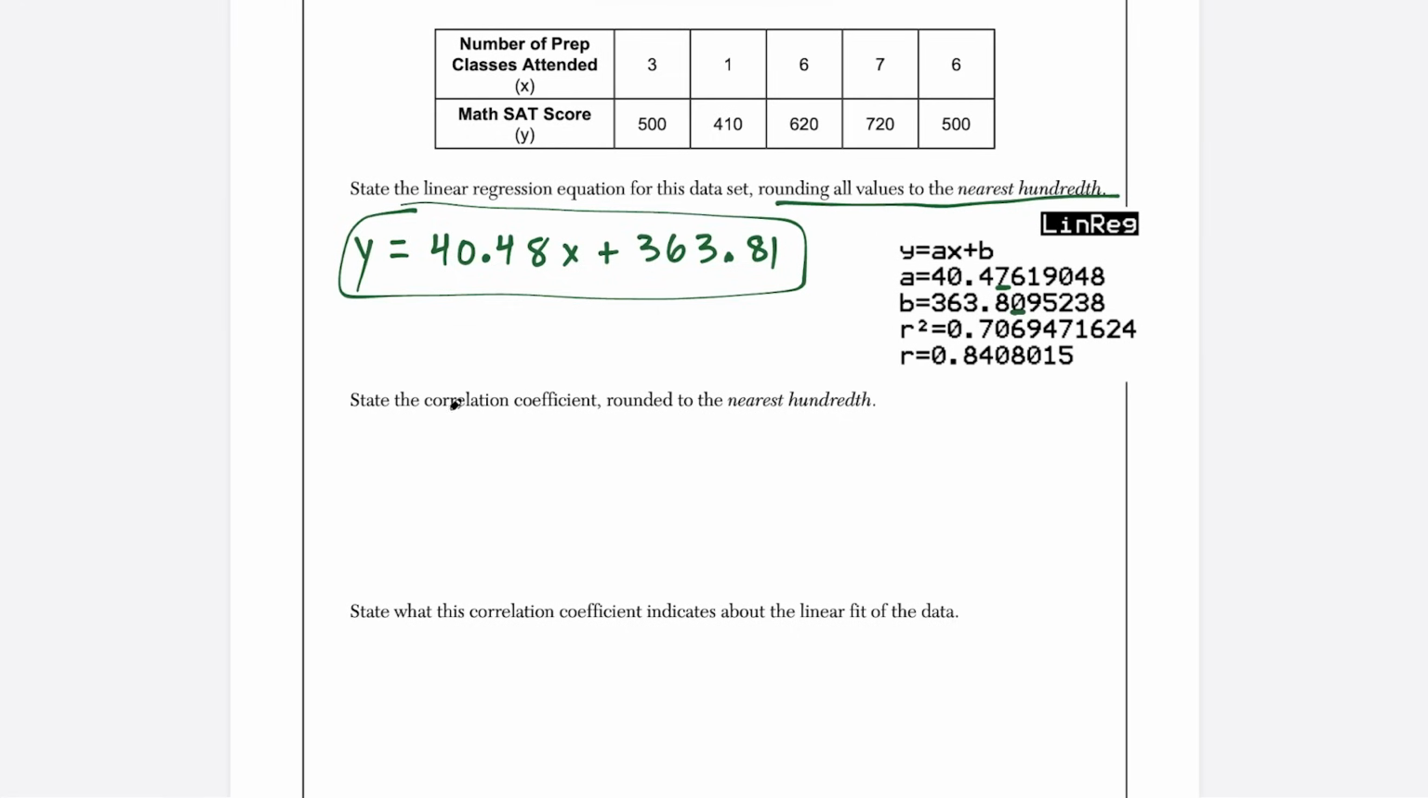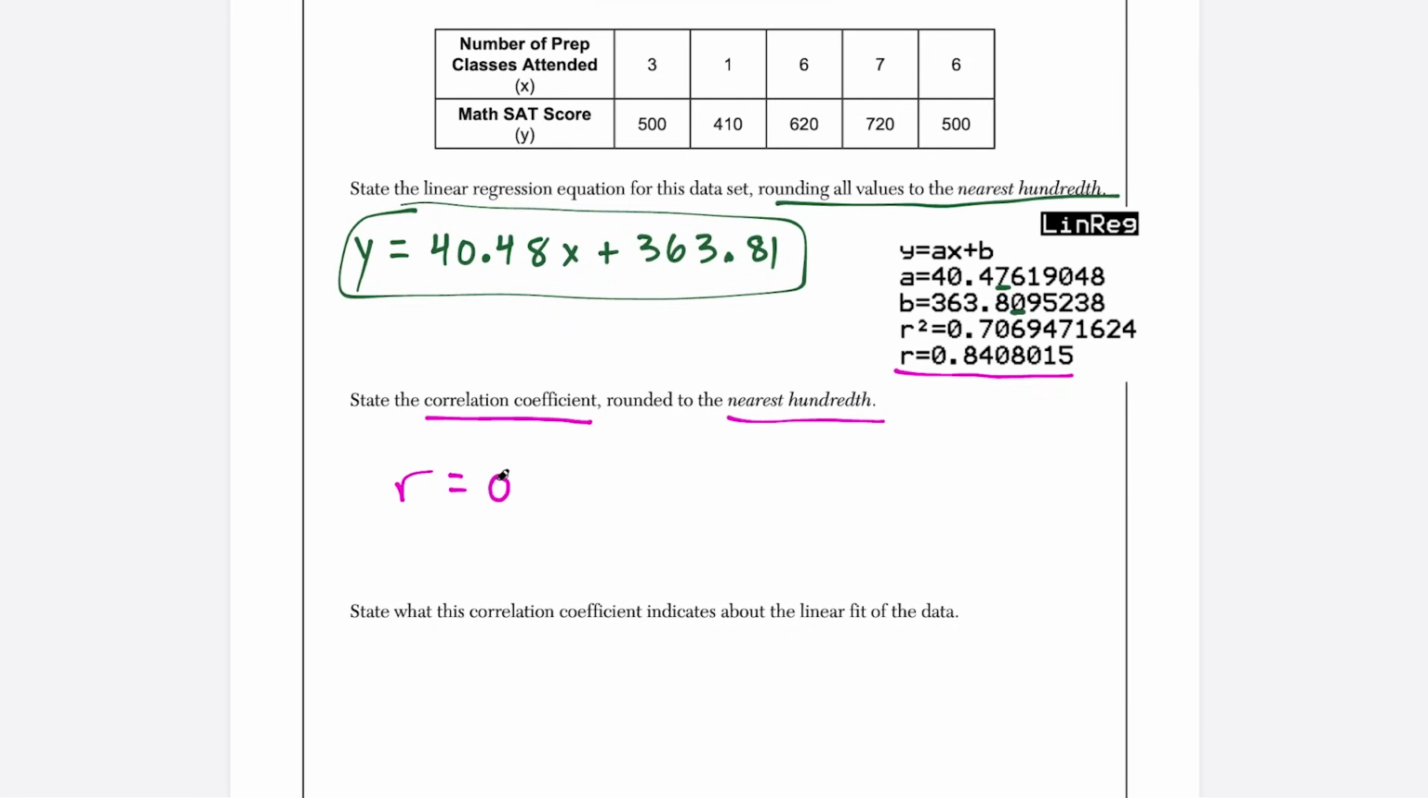For the second part of this question, we just have to state the correlation coefficient, and we're going to round to the nearest hundredth. So I switched the diagnostics to on in the calculator so that it would give us the R value over here. Okay, so that's our correlation coefficient. And to the nearest hundredth, we just look over here at the hundredths place is a 4, and to the right is a 0.